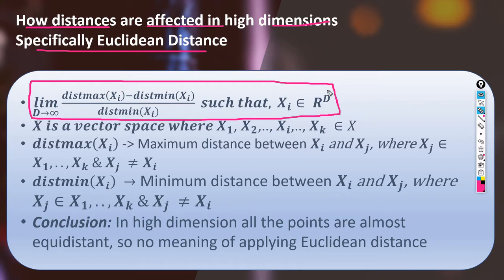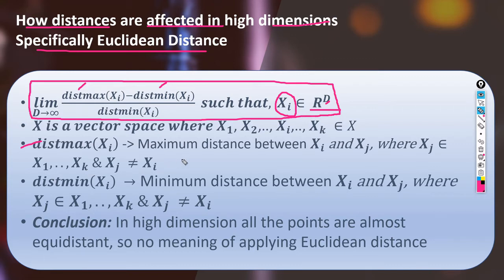Let me break it down for you. First, let's understand what this capital D is. I think you know it: it's the number of dimensions we are talking about. xi is a vector, and it belongs to a D-dimensional space of real numbers. Now, what are dist max and dist min? Dist max is the maximum distance between xi and xj, where xj belongs to x1 to xk and xj is not equal to xi.